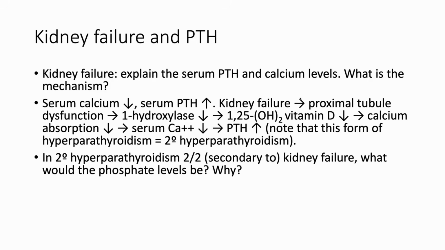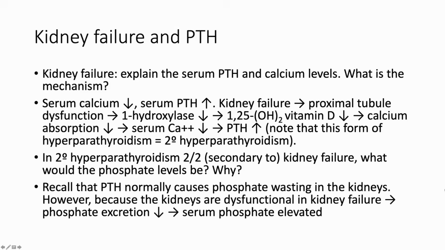Normally you would think that in hyperparathyroidism, because parathyroid hormone would cause phosphate to be down, it'd be low. In secondary hyperparathyroidism, specifically secondary to kidney failure, it's actually high. That's the key to remember. Thank you. Yeah, please. What's up?